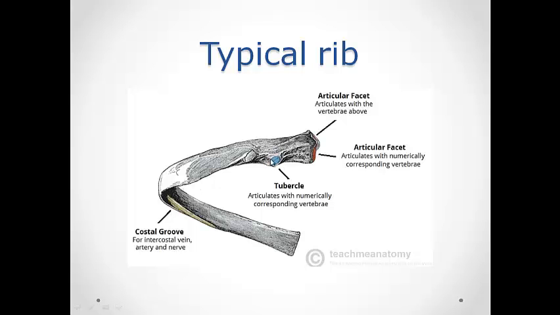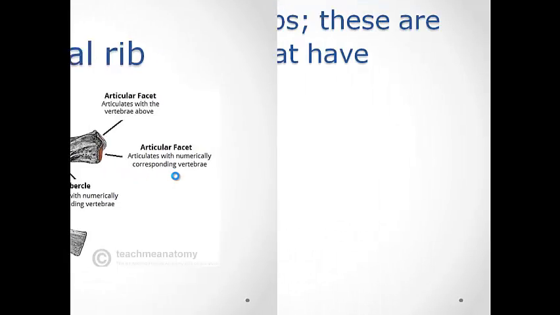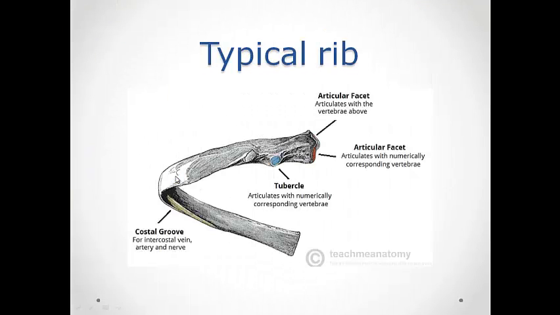Once we're done with the posterior ends, so the head, the neck, and the tubercle, then you're going to notice that the shaft or the length of the rib kind of curves around. And when it starts to curve, we call that the angle of the rib. Okay, the shaft is going to turn and it's going to continue until it reaches this flattened end here, and this is the anterior end of the rib.